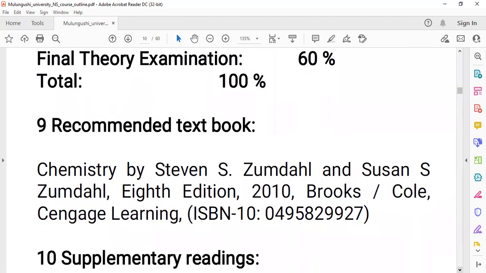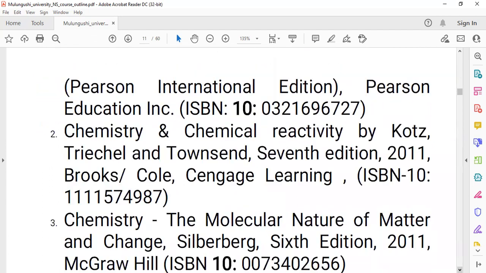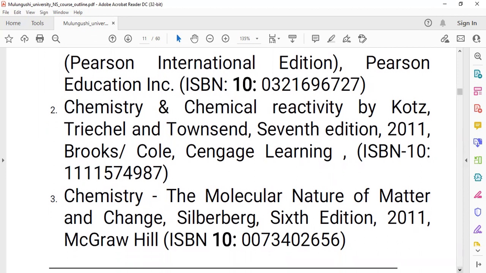The CA plus your final theory makes up 100%. These are the recommended books for introduction to chemistry: by Stephen S. Zumdahl and Susan A. Zumdahl, 8th edition, 2010, and also Chemistry: The Central Science.